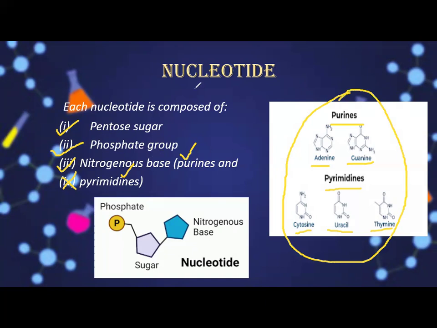If we look at the structure of the nucleotide, you can clearly see that number one, we have a pentose sugar. Pent means 5 carbon: 1, 2, 3, 4, 5. So we have a 5 carbon sugar, that is pentose sugar. Here we have a phosphate group, and on either side we have a nitrogenous base. So each nucleotide is composed of three things: the pentose sugar molecule, the phosphate group attached to it, and a nitrogenous base attached to it, either a purine or a pyrimidine.